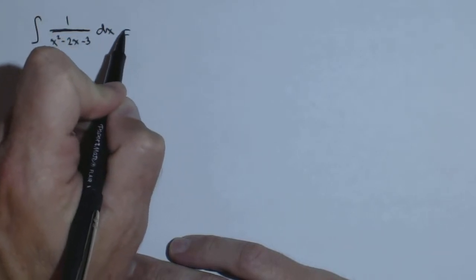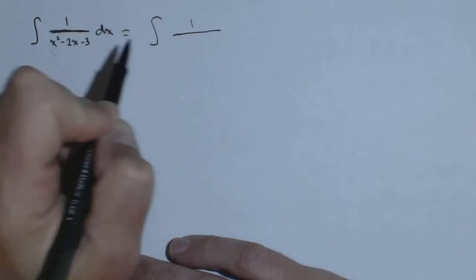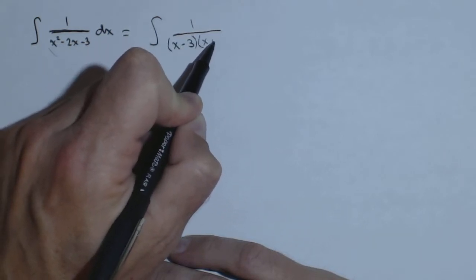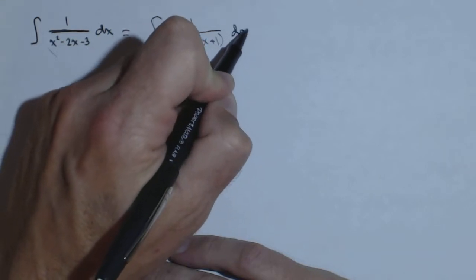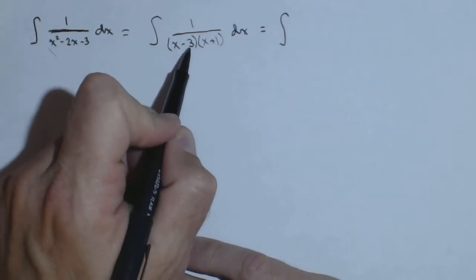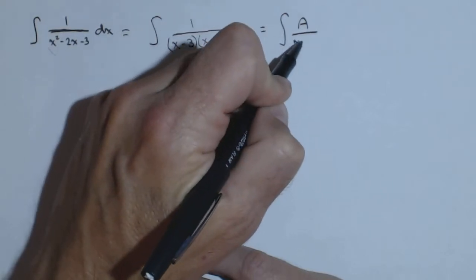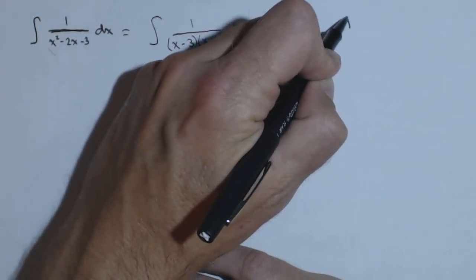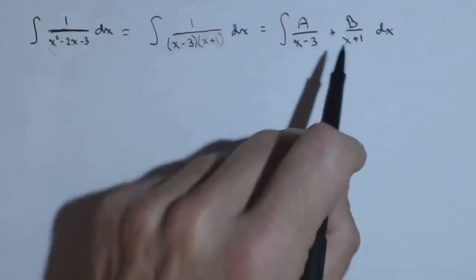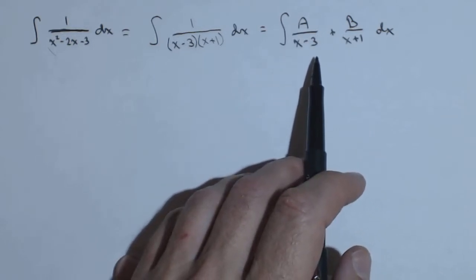Well, first thing we're going to do is factor the denominator as much as possible, and this one factors into x minus 3 times x plus 1 dx. And now our goal is to rewrite the integrand. Because these are each linear factors, we're hoping to have it in the form of A over x minus 3 plus B over x plus 1 dx. So the goal is to figure out what A and B are and then do these two integrals separately.